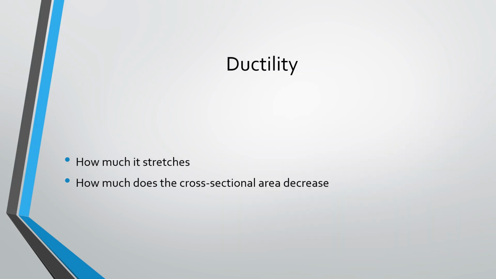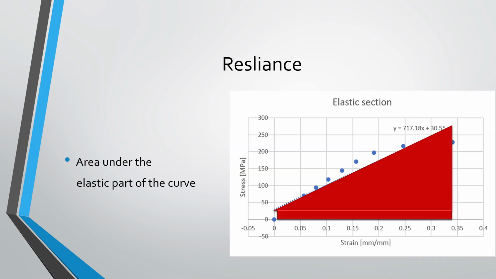Ductility is a material's ability to stretch when plastic deformation is taking place. Think of gum being stretched before breaking. Percent elongation is how far the material stretches before breaking, which is measured by final length minus initial length divided by initial length times 100%. Percent reduction in area is how much the cross-sectional area of the material decreases, which similarly is modeled by final area minus initial area over initial area times 100%.